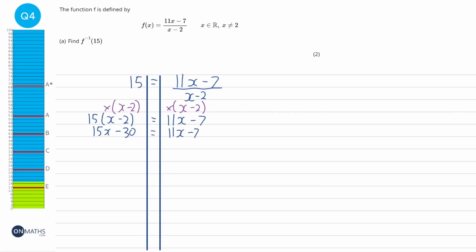Now we've got x on both sides, and the rule is to get rid of the smaller amount of x. So here the 11x is the smaller amount, so we're going to take away 11x from both sides. So 15x minus 11x will be 4x. Minus 30 is equal to just minus 7. And let's get the numbers on the same side, so we're going to add 30 to both sides.